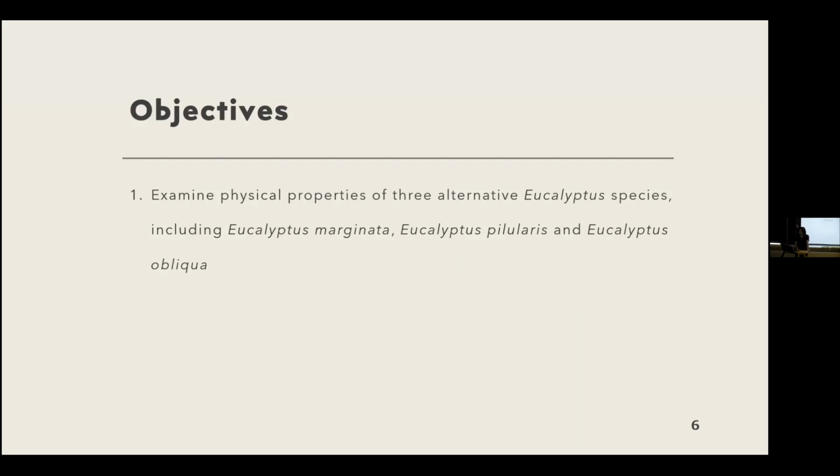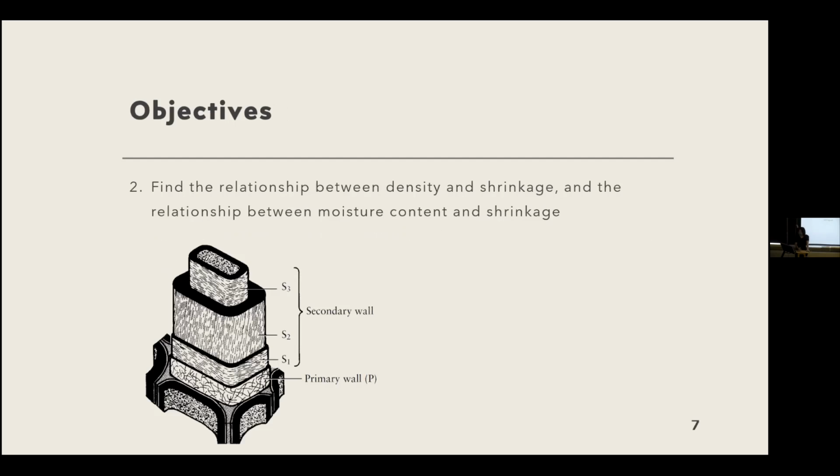Although eucalyptus is an endemic species in Australia, and samples from many empirical studies were also collected in Australia, wood physical properties also vary among different plantation sites due to different environmental factors. So in my study, physical properties of 3 alternative eucalyptus species that have been planted to a small extent in southern regions of China were examined, including Eucalyptus marginata, Eucalyptus pellita, and Eucalyptus obliqua.